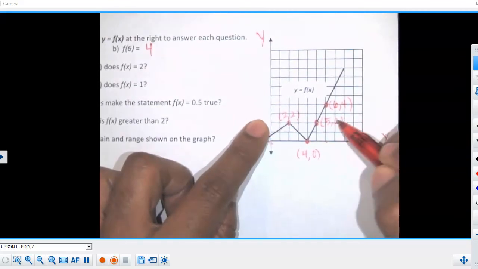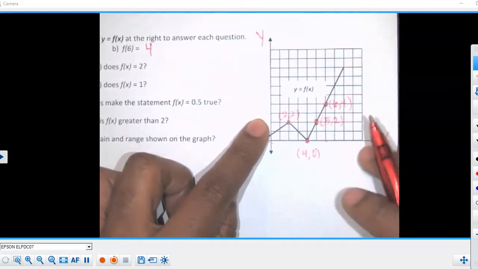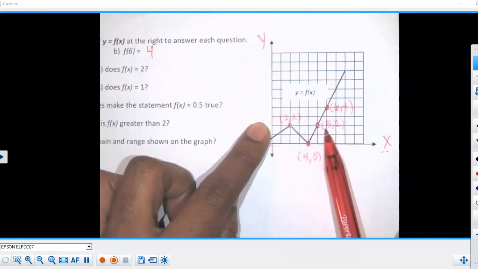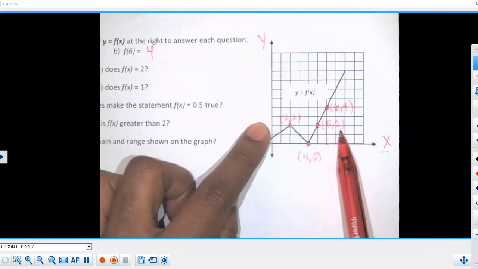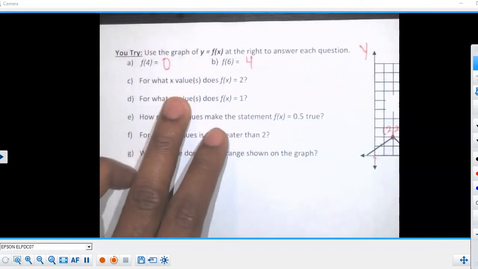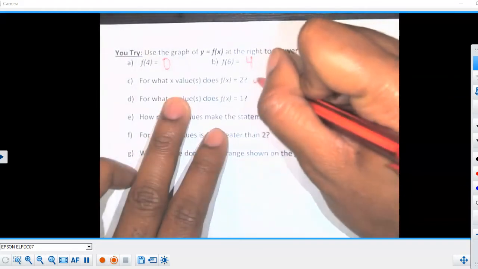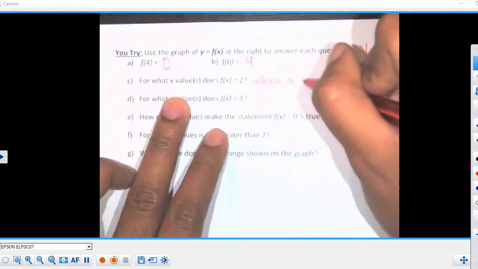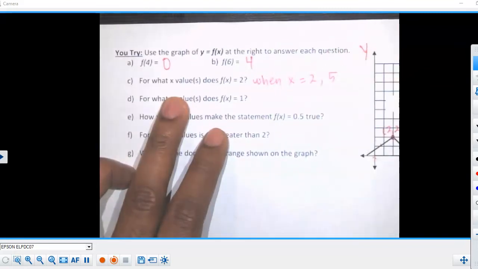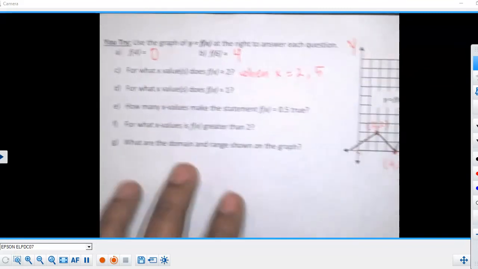I know that's small, I know. Okay, 5, 2. So basically the answer is x can equal 2 and output a y of 2. X can equal 5 and output a 2. So we say for what x values is f of x equal to 2, we say when x equals 2 or 5.